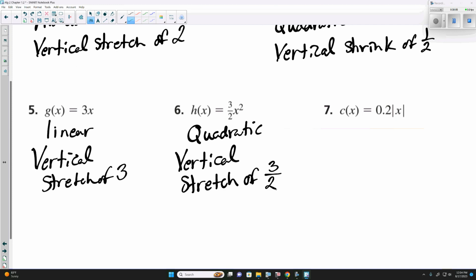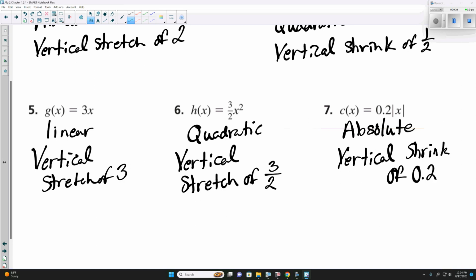If it's a fraction, really, we just need to see, is the denominator bigger or smaller than the numerator? Because if the numerator is bigger than the denominator, it's going to be greater than 1. If the numerator is smaller, it's less than 1. Absolute, because it has the absolute values. Is 0.2 between 0 and 1 or greater than 1? It's between 0 and 1. 0.2 is less than 1.